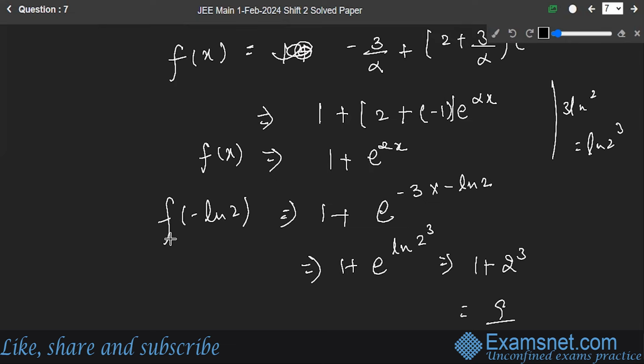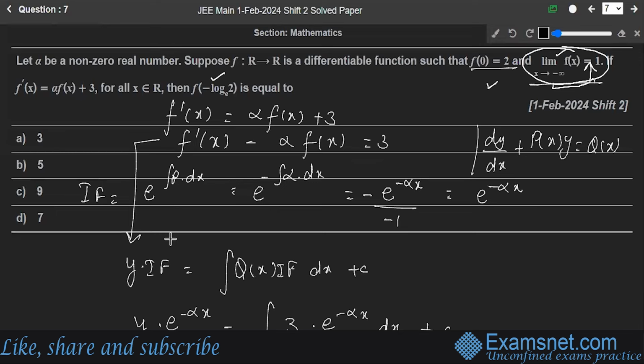So 9 would have been the answer in this case. If it had been infinity instead of minus infinity in the question, then the answer would have been 9. But the question as given says it is approaching minus infinity, so we don't have any choice. It may be a bonus question for you. Hope you're clear with this. Let's move to the next question.